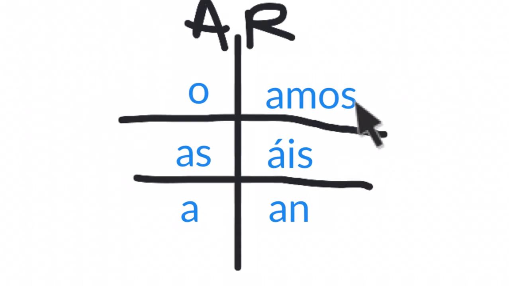Nosotros hablamos, we talk. Nosotras hablamos, we talk, and we're all girls. Vosotros habláis, you all talk, and you're my friends and we live in Spain. And ustedes hablan, you all talk, and you're my friends and we live in Mexico. Or ellos hablan, they talk, and they're all guys. Or ellas hablan, they talk, and they're all girls. So in review, we take off the AR, off the end of the verb, and we replace it with one of these endings depending on which subject we are using.